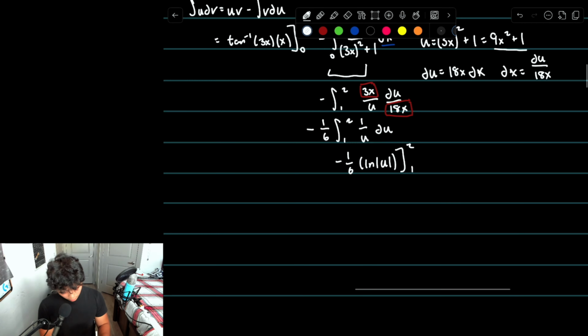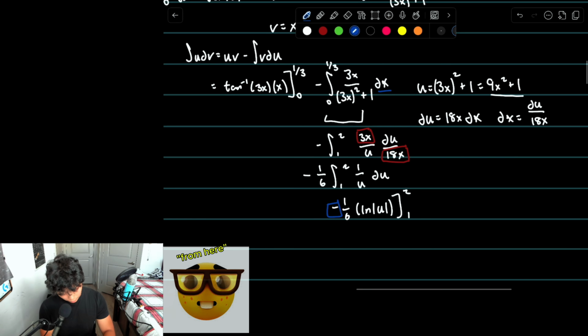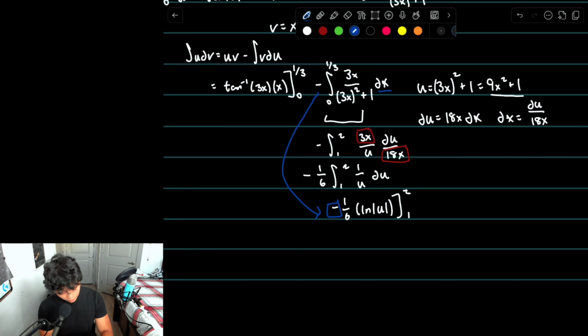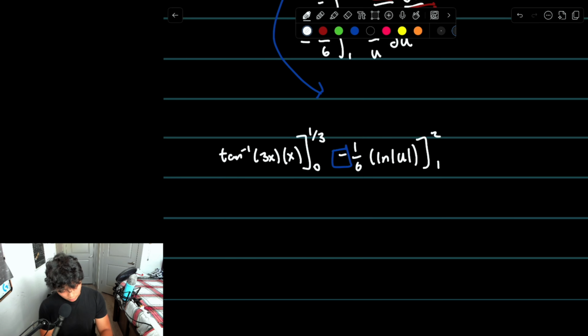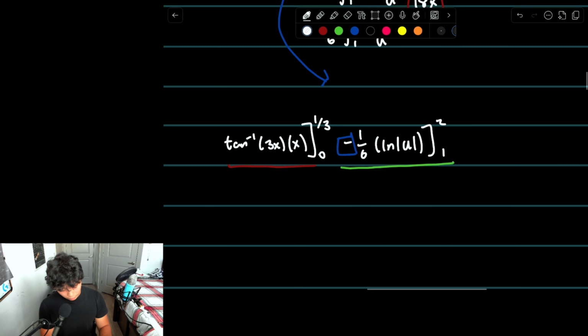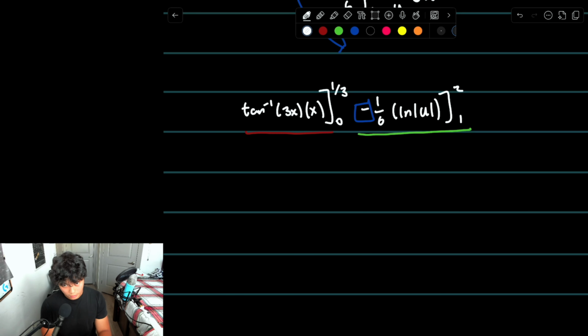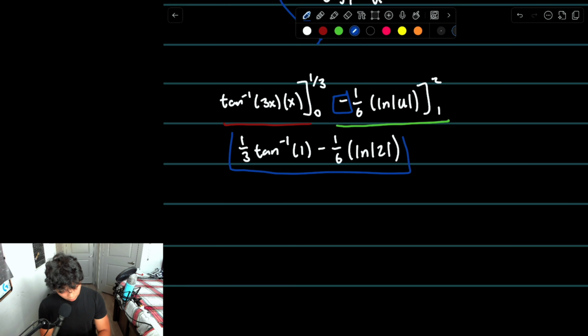evaluated from 1 to 2. And if you're wondering why this negative sign is here, I'm sorry if that caused any confusion. I just brought it down from here, so it'd be easier to just bring down this equation right next to it. And as you can see, it's just our left-hand equation subtracting from our right-hand equation. And now we can fully evaluate these, which will just end up giving you 1/3 inverse tangent of 1 minus 1/6 times ln of absolute value 2. And that is our final answer.